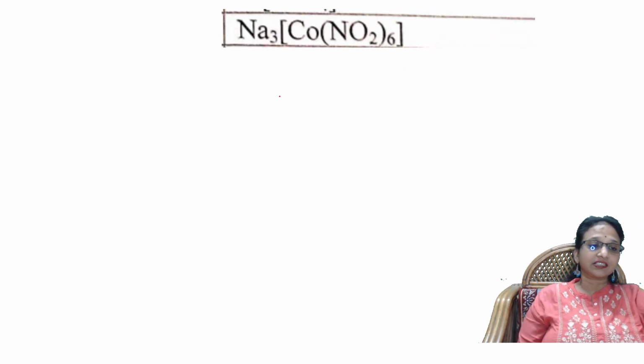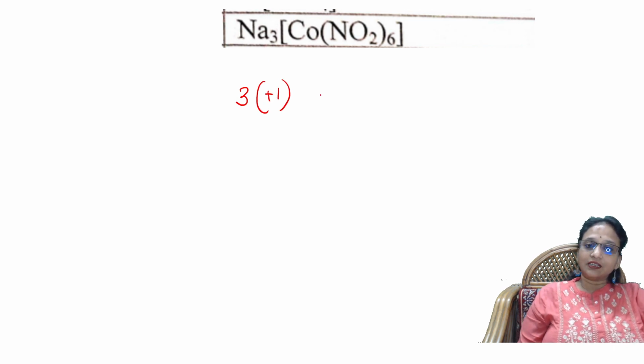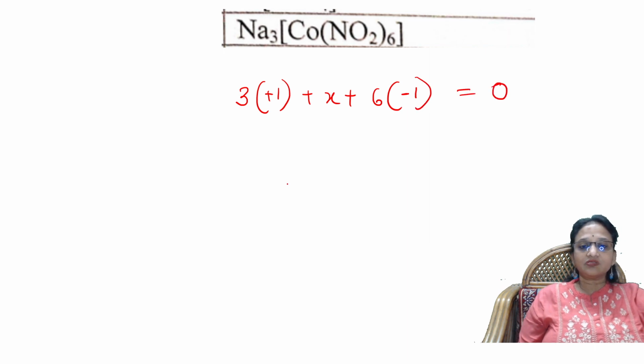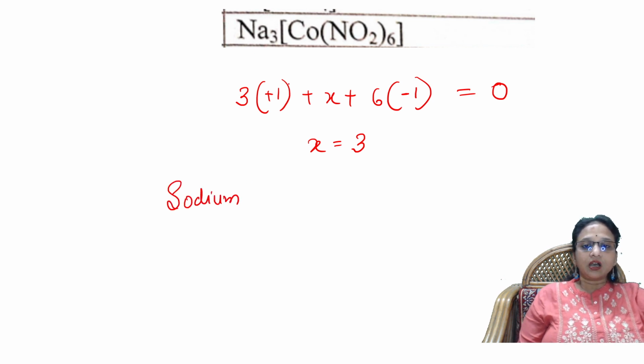Na3[Co(NO2)6]. Nothing to worry. Check the oxidation state. Here sodium, 3 are there into +1, plus X, plus nitro, NO2, is -1 oxidation state, which I've shown in the table. Make it equal to 0. So X is equal to 3. Now name it, start from here. Sodium. How many nitro are there? 6, so hexa. And nitro means nitro. It is attached to your metal atom using N.